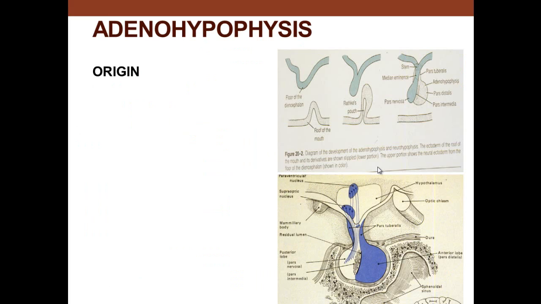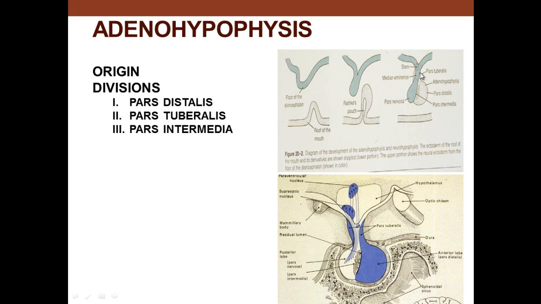Now, if we look at the adenohypophysis, which is the epithelial cell containing part of the pituitary, we can see that actually comes from the oral cavity, and that comes here, and that makes the adenohypophysis, which is a pars distalis, a pars intermedia, and a pars tuberalis.